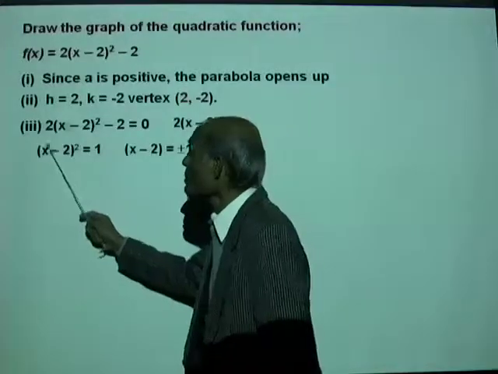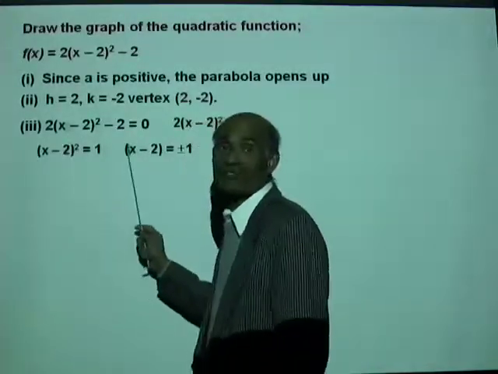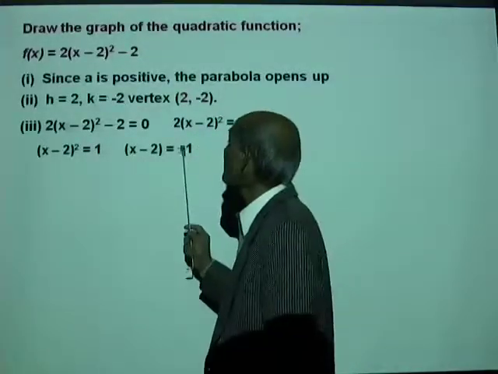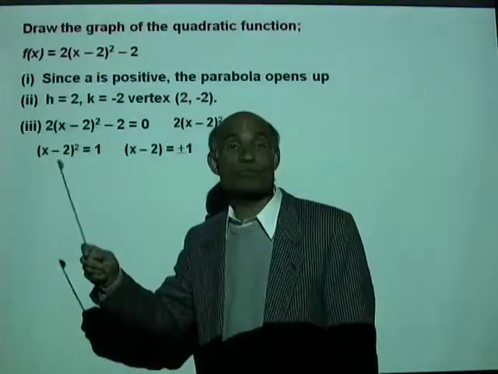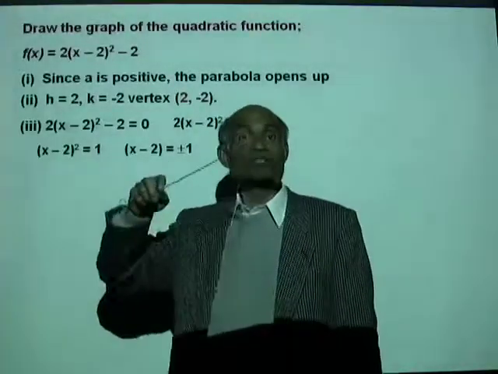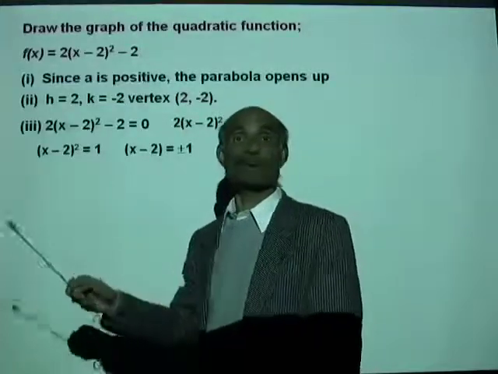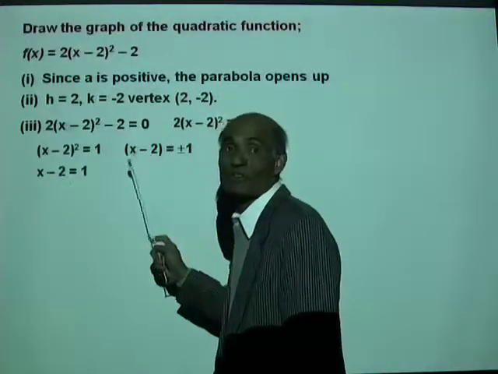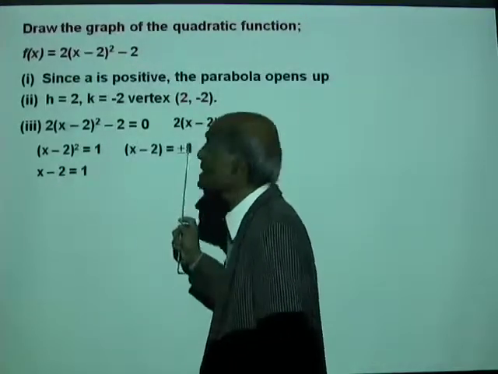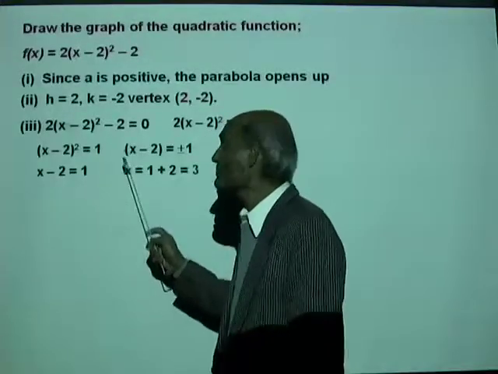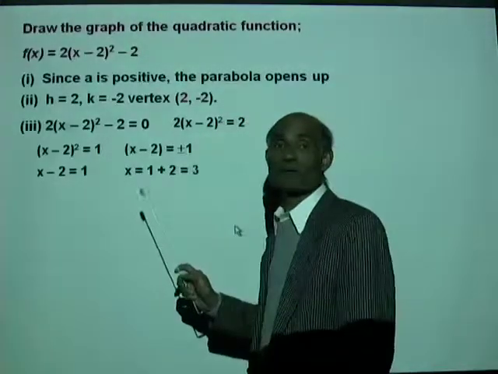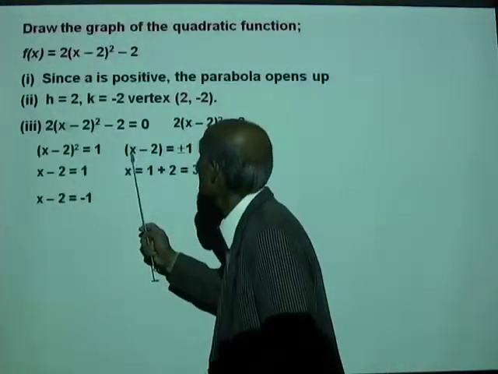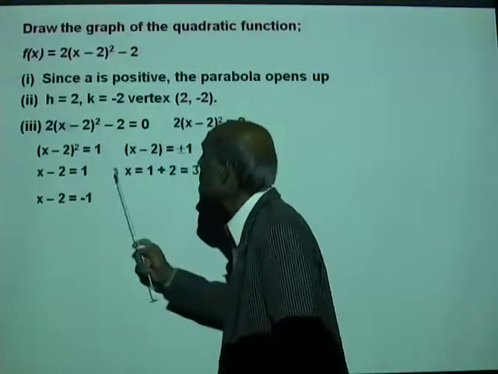That's right. So, the square root of the left-hand side is x minus 2. The square root of the right-hand side is plus or minus 1, because negative 1 squared is 1. Positive 1 squared also is 1. Alright, that means there are 2 values of x. So, first we say x minus 2 equal to positive 1. And that will give you x equal to 3. That is one x-intercept. The second x-intercept is obtained by saying x minus 2 equal to negative 1.